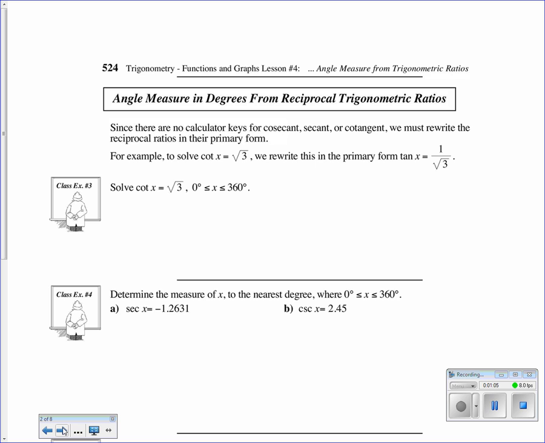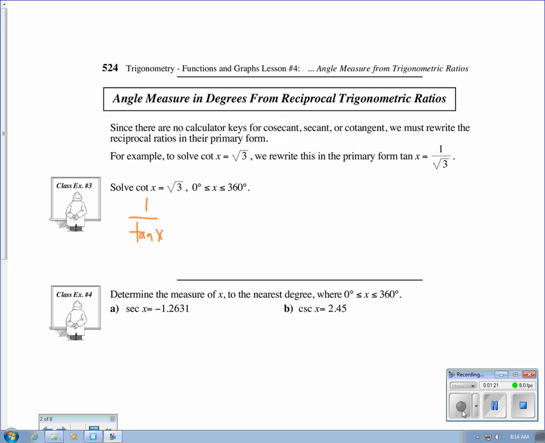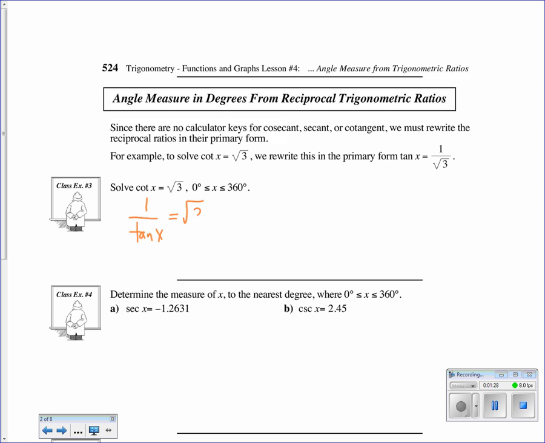So cotan of x equals root 3. First of all, I need to understand that cotan is a trig ratio. That's a reciprocal trig ratio. So 1 over tan x. Now what do I do with the other side? Remember, cotan x and 1 over tan x is the same. So on the other side, I simply have root 3. And if I'm going to solve for x, I don't really like it in the denominator. So I'm going to do a little bit of algebra. Tan x equals 1 over root 3.